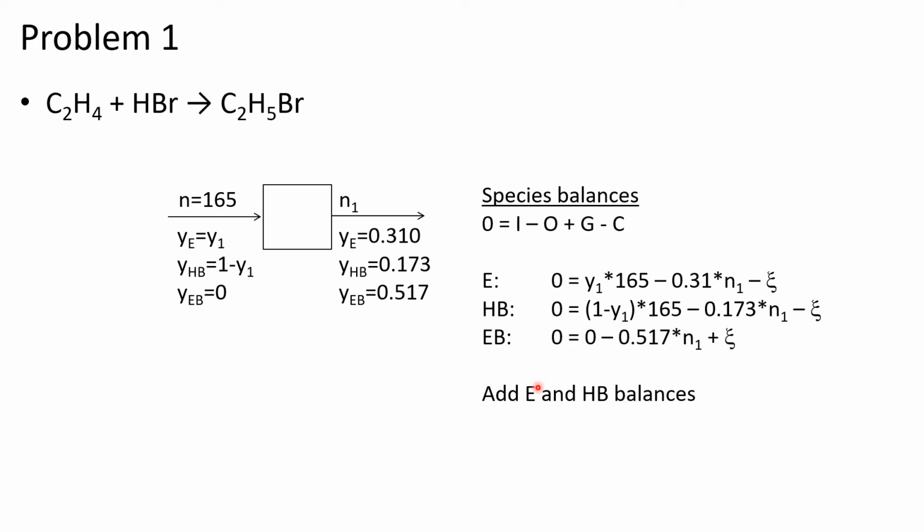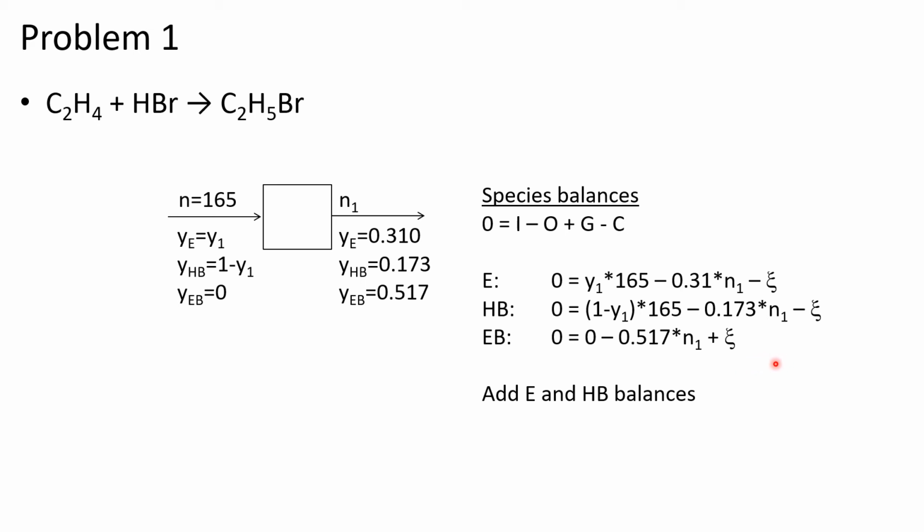We're going to start by adding the ethylene and the hydrogen bromide balances. We're going to take this equation for the ethylene balance and add it to the equation for the hydrogen bromide balance. If you look at this, by doing that, we have y1 times 165 in this equation, and we have a minus y1 times 165. So the y1 times 165 will cancel in each of these two equations. And by summing these together, we'll end up with one equation in terms of N1 and Xi, which will combine with this equation from the ethyl bromide balance, which is another equation in N1 and Xi, to solve for those two unknowns, N1 and Xi.